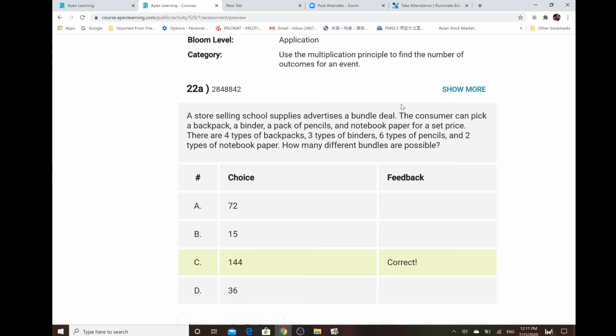Because anytime we need to select a bundle, for the first blank we need to select the backpack. We have 4 different types, so 4. And for the second blank, we have the binder. We need to select one binder, and we have 3 different types, so times 3. For the third blank, we have 6 types of pencils, so times 6. And for the fourth blank, we have 2 types of notebook paper, so multiply by 2. Just multiply those 4 numbers together. 4 times 3, 12, 12 times 6, 72, and then 72 times 2, 144.